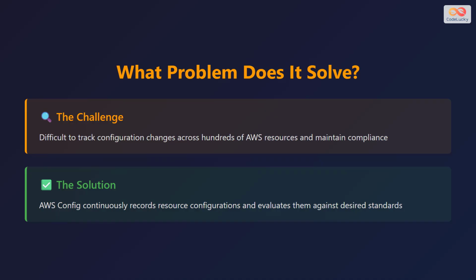Managing cloud infrastructure at scale presents a significant challenge. It becomes extremely difficult to track configuration changes across hundreds or thousands of AWS resources and maintain compliance with security standards. AWS Config solves this by continuously recording resource configurations and automatically evaluating them against your desired standards, giving you complete visibility and control.